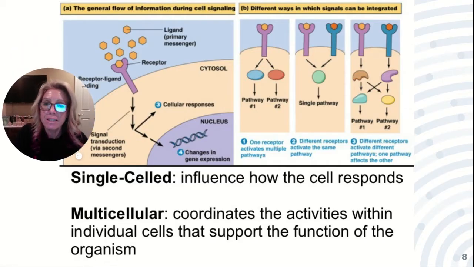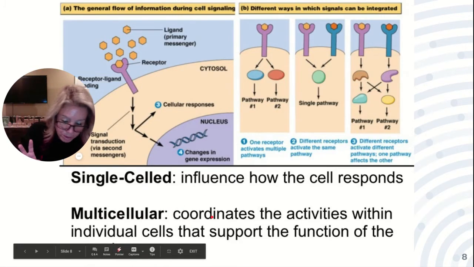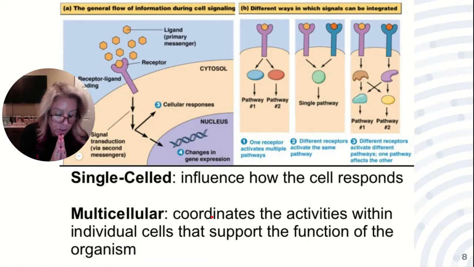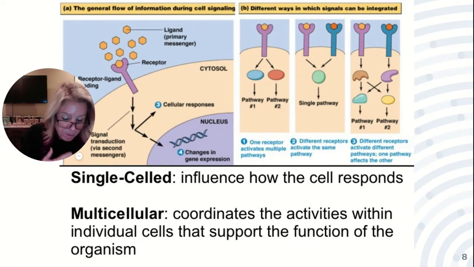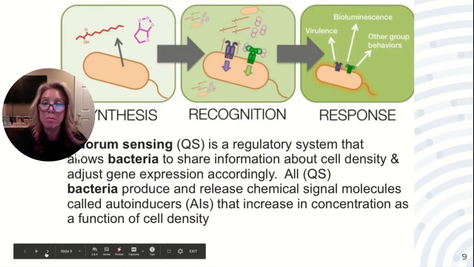When you have a single cell, it influences how that cell is going to respond. If you're a multicellular organism, it coordinates activities within that whole organism. So on your notes: in single-celled organisms, signal transduction pathways influence how the cell responds to the environment. And in multicellular organisms, signal transduction pathways coordinate the activities within individuals that support the function of the organism as a whole. So let's look at a couple of examples of that.